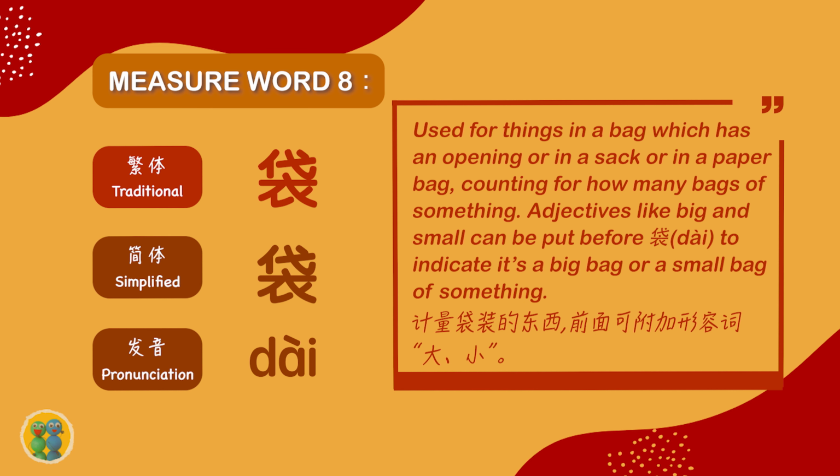And the eighth measure word is 袋. 袋 is used for things in a bag which has an opening, or in a sack, or in a paper bag, counting how many bags of something. Adjectives like big and small can be placed before 袋 to indicate it's a big bag or a small bag of something.